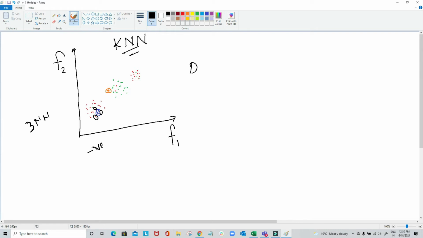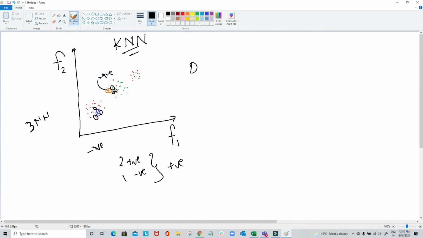Imagine we have this orange point, and this has to be classified as either a positive or negative class. Probably surrounding this orange point, say the three nearest neighbors would be 1, 2, and 3. In this case, there are two positive points and one negative point. So the majority is positive, and this will be classified as a positive point.